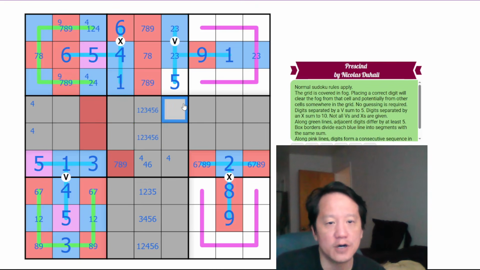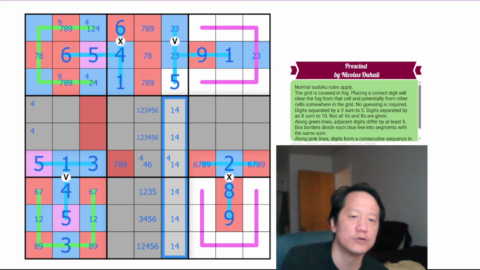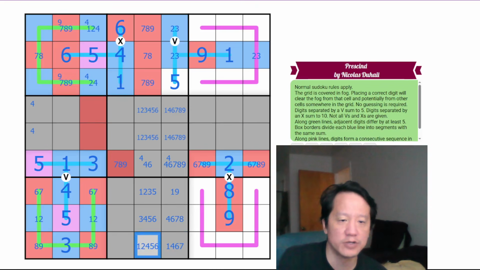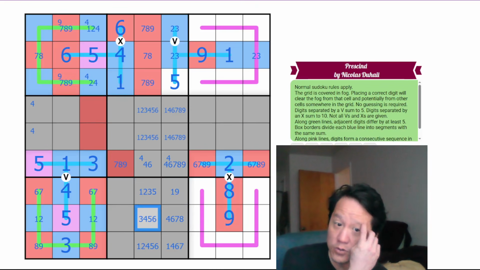Remaining digits of column 6 are 1, 4, 6, 7, 8, 9. Obviously, no 1 here. No 4, 6, 7, or 8 here. No 9 and 1 here. And no 8 or 9 here because of 8, 9 pairs, 1, 2 pairs, 6, 7 pairs, and 8s and 9s in the rows.